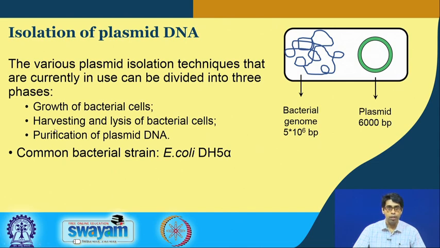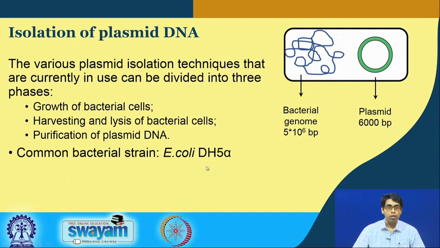Once the bacterial cell is grown, you harvest it, and we typically do it by centrifugation, where the bacterial cells are precipitated out. We throw away the media and then we work with the precipitated cells. Then we break open the cells to bring everything out into the solution, that is the lysis of the bacterial cell. Once everything is out in the solution, comes the purification step, where we selectively purify the plasmid DNA. For this exercise we are going to use a common E.